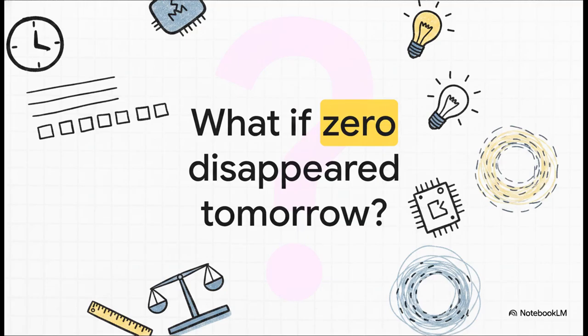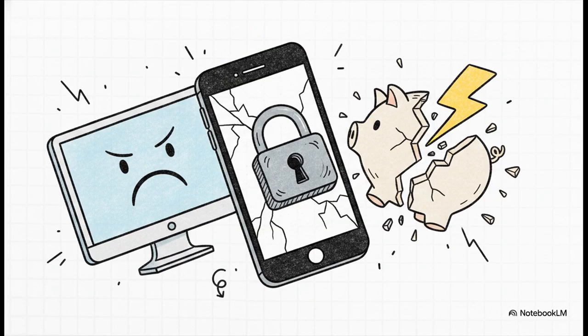Tomorrow morning, you wake up and every single zero on Earth has completely vanished, disappeared. What happens? Well, for starters, absolute chaos. Your phone, it won't unlock. Your bank balance instantly becomes completely meaningless. Computers just stop understanding instructions altogether. You couldn't even write the current year. It's crazy to think about, isn't it? How a symbol for a literal void is just so deeply woven into the fabric of our everyday lives.